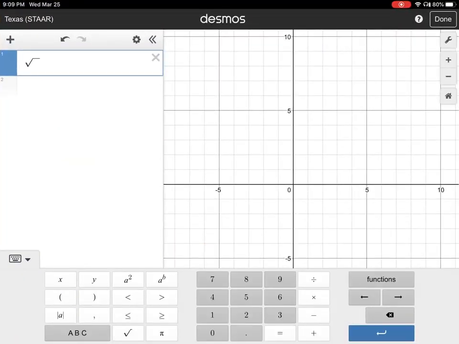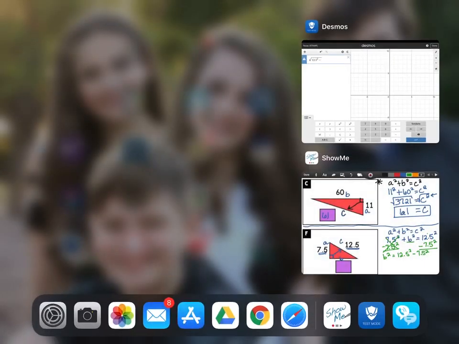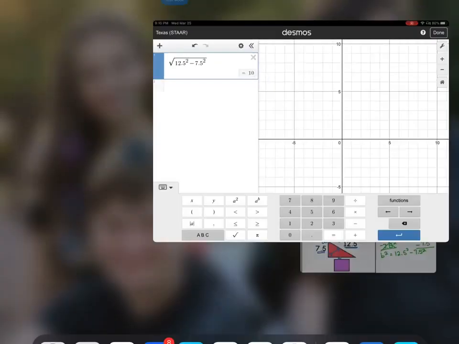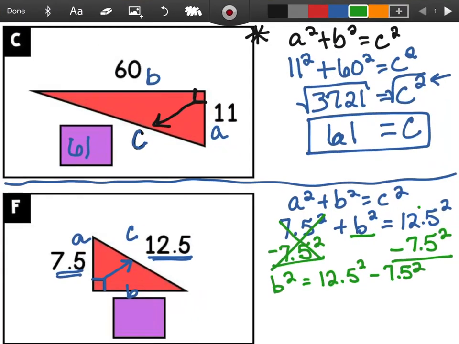So that's what I'm going to do. Square root of 12.5 squared minus 7.5 squared. Whoops, forgot to put in the 5. 7.5 squared. Oh, there you go. Answer is 10. So I know then that b is equal to 10. So b here is equal to 10. I'm all done. I can do it one way, I can do it the other.